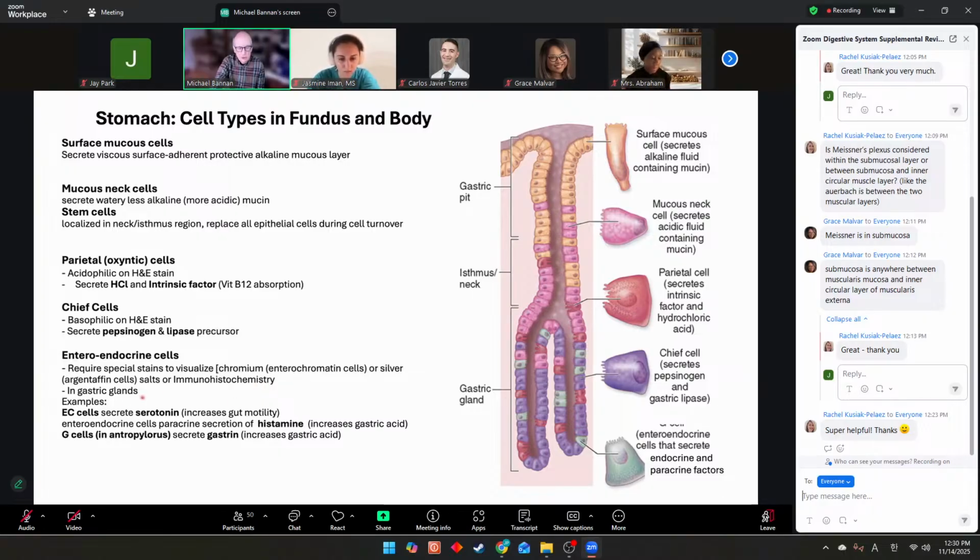Now, we're focusing on two examples in the stomach. EC cells, the EC stands for enterochromaffin, and these cells secrete serotonin, which has a role in increasing the motility of the gut. And the other one we're focusing on are the G cells, and these are mostly in the antropyloric region of the stomach, and they secrete gastrin. So if you wanted to identify all of the G cells in the stomach, you could use an immunohistochemical stain directed against gastrin and identify G cells that way.